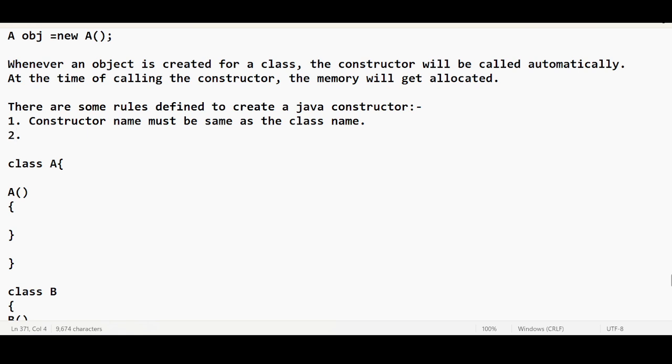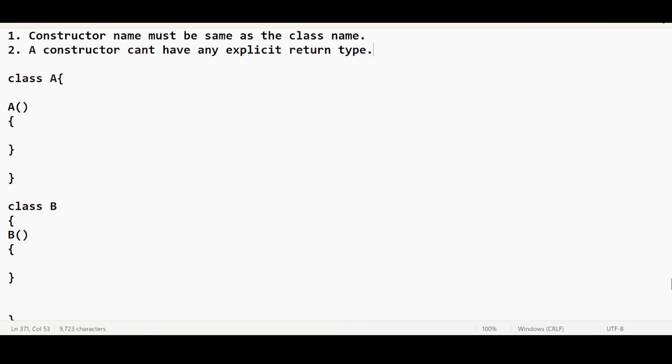The second point is the constructor can't have any explicit return type. For example, when you are defining a Java method, say there is a method like void addition. Anyone can see that the name of the method is addition, first of all. The second thing is, the method also has a return type. Here the return type is void, right?